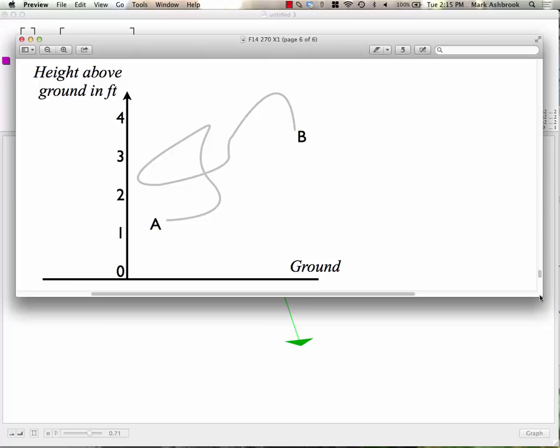Now, when I say, is it a function, what is a function of what, right? So if we say, is height above the ground a function of horizontal distance from the edge of the house? Yes or no? Why not? Hold up here. Why is height not a function of horizontal distance from the edge of the house?